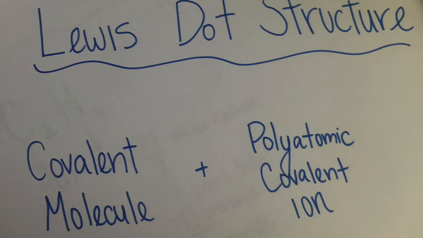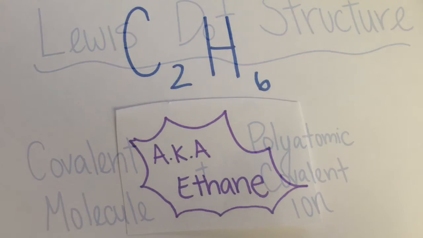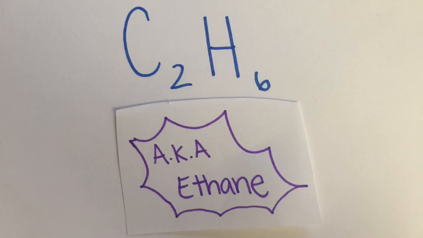I will be showing you how to create a Lewis dot structure for a covalent molecule and a polyatomic covalent ion. Let's start with a covalent molecule. The covalent molecule that we will be working on is dicarbon hexahydride, or ethane, and it has 2 carbons and 6 hydrogens.